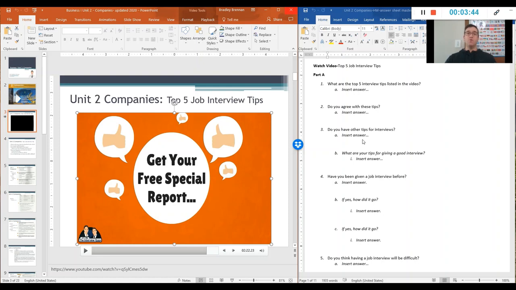Now, this next question is, do you have any other tips for interviews? This would be the tips that you would like to give that you think are important to have a successful interview. What are your tips for giving a good interview? Now, this is a general question, but here is for giving a more specific answer about how to give a good interview.